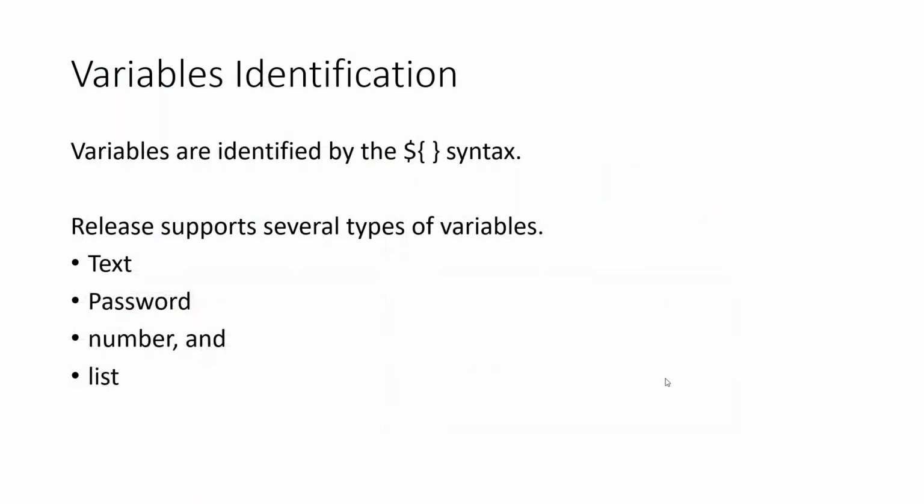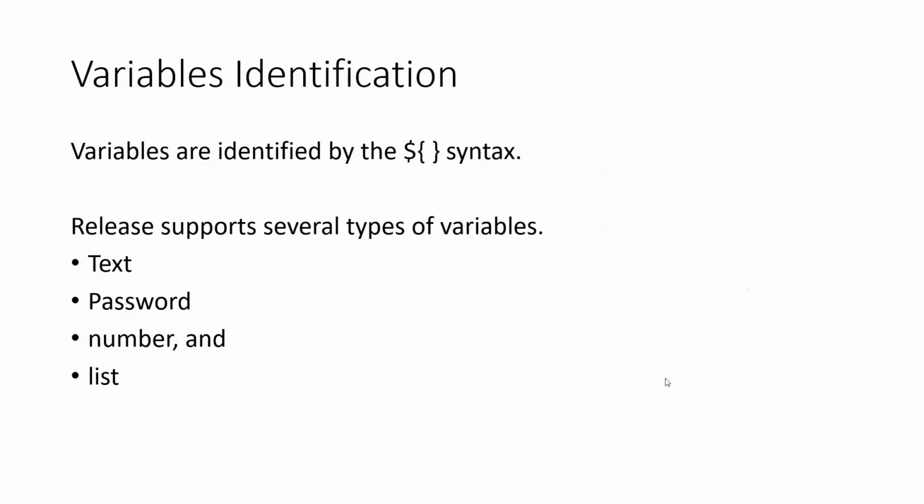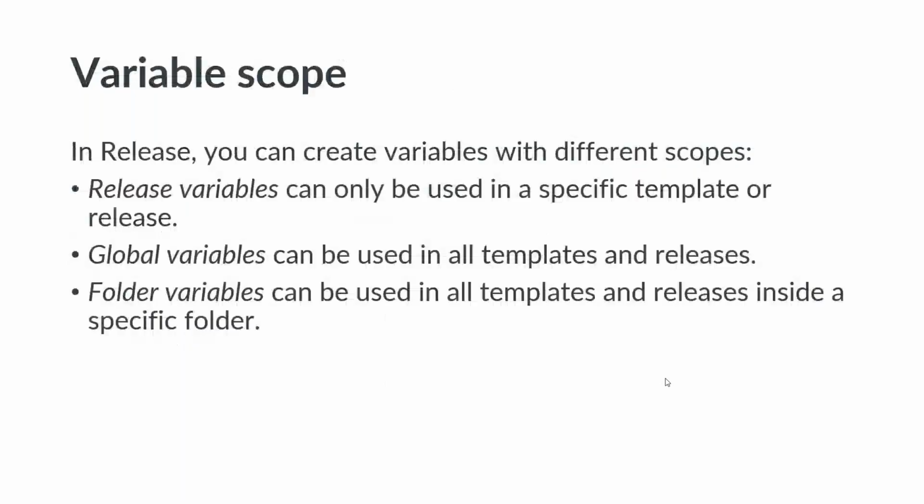Release supports several types of variable. Text variable, if you pass it, it will display. Number, it will be displayed. List, it will be displayed. Password, it will not be displayed in the log. That will be omitted. So this is where you have to use the password type.